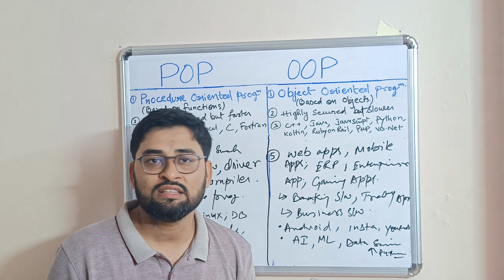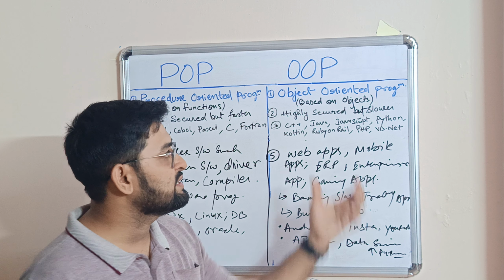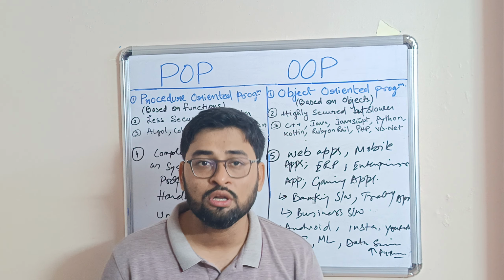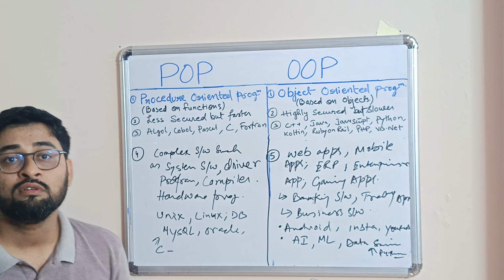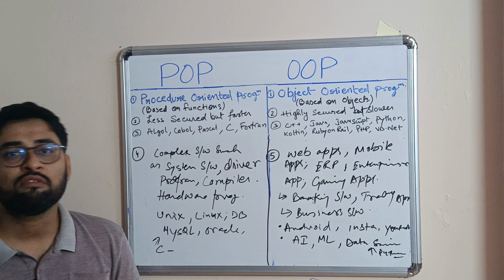But to exist in the market, the development of the software must require such an approach, which must be highly secured, which must be faster in access. Like we have developed banking software. So banking software must require what? A kind of highly secured software. The software must be secured.